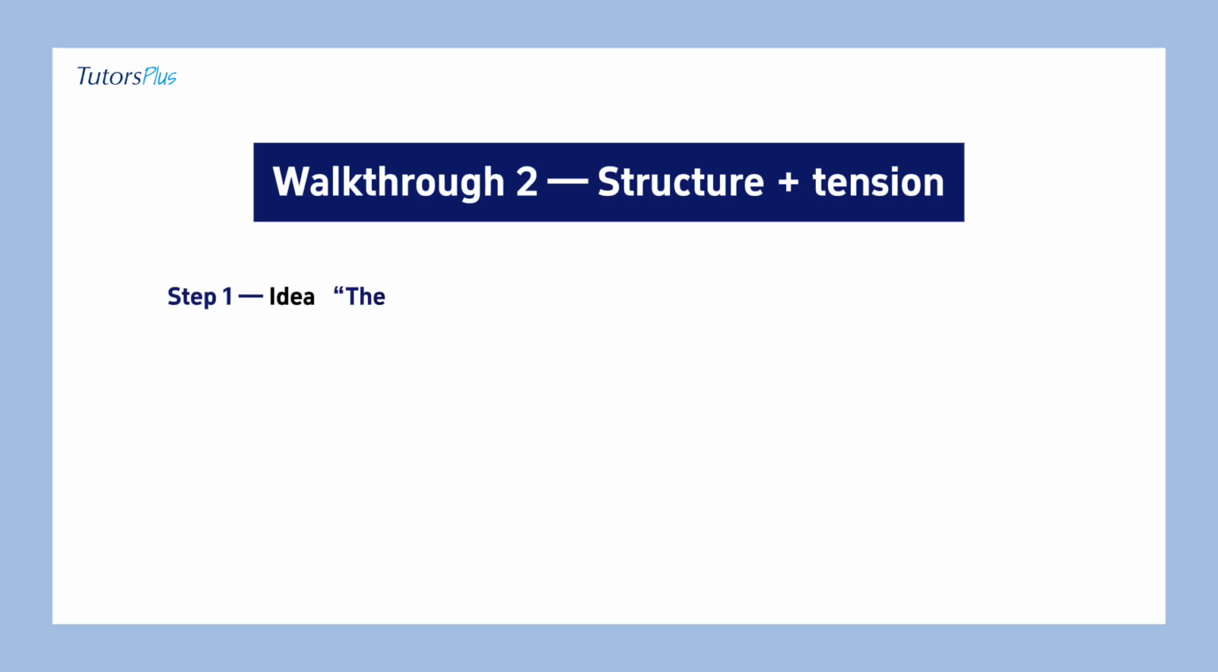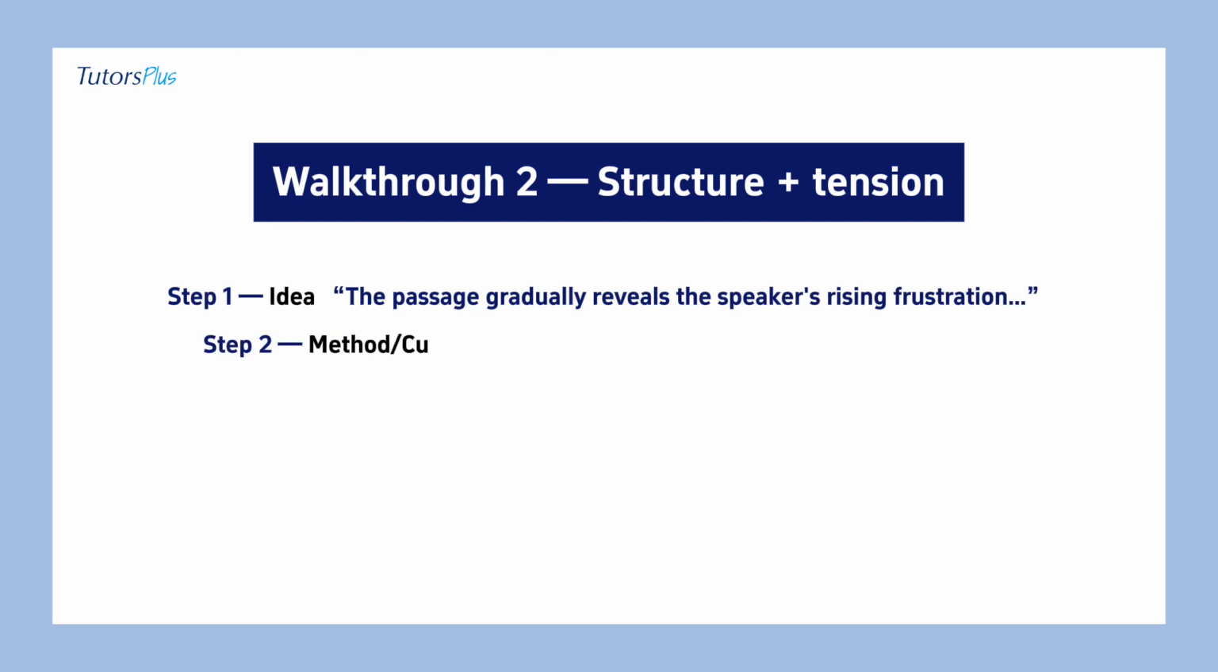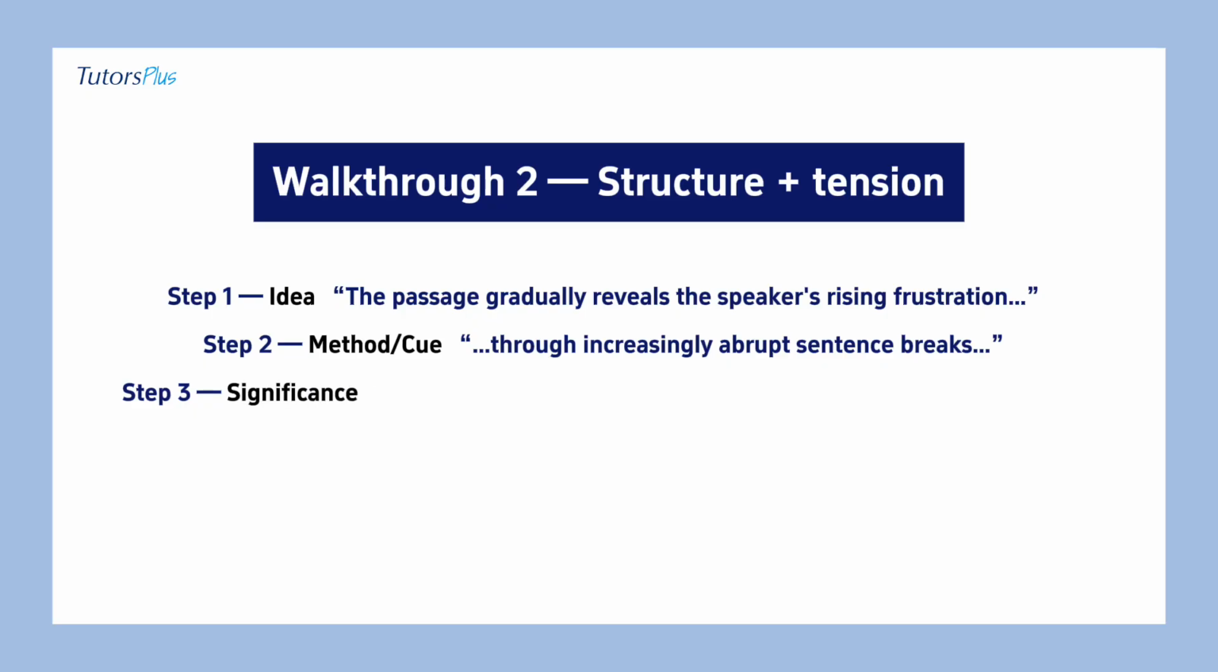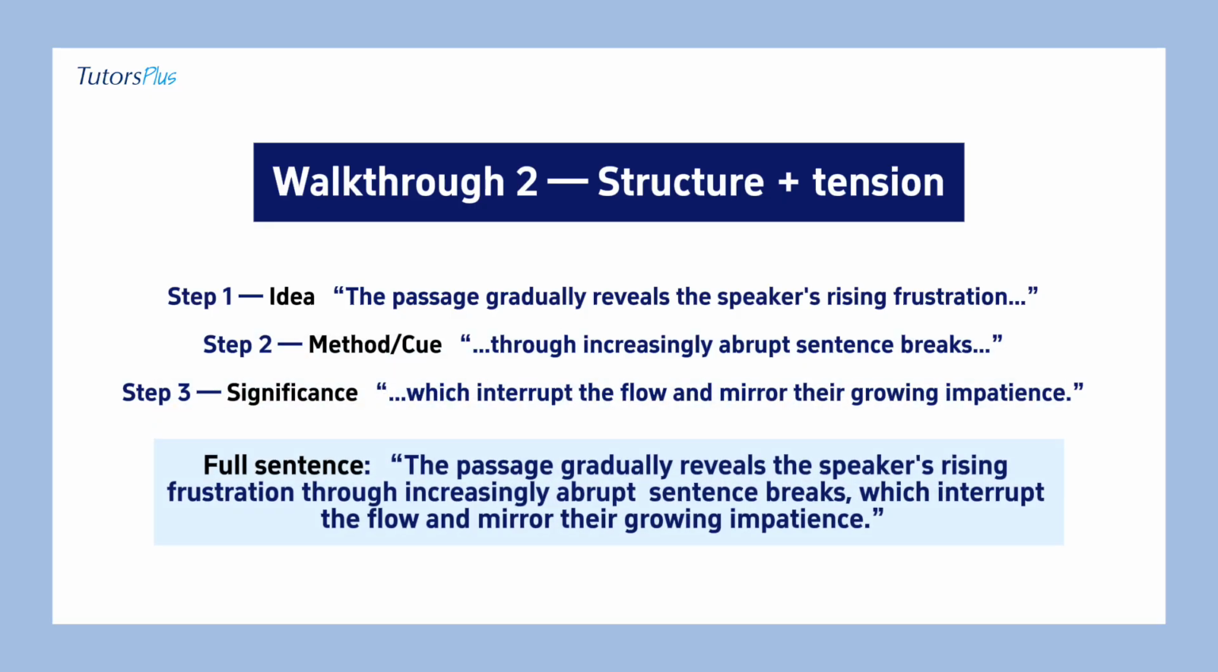So again, our idea. The passage gradually reveals the speaker's rising frustration. Again, our method, through increasingly abrupt sentence breaks. And the significance, which interrupt the flow and mirror their growing importance. We have the significance, and it leads into what you're going to talk about. So the full sentence: the passage gradually reveals the speaker's rising frustration through increasingly abrupt sentence breaks, which interrupt the flow and mirror their growing impatience. See how it all moves together and joins together?